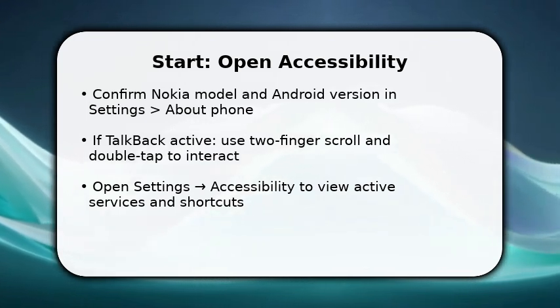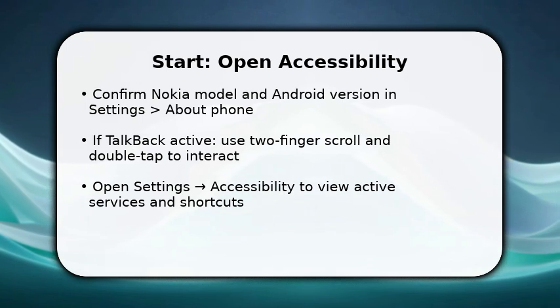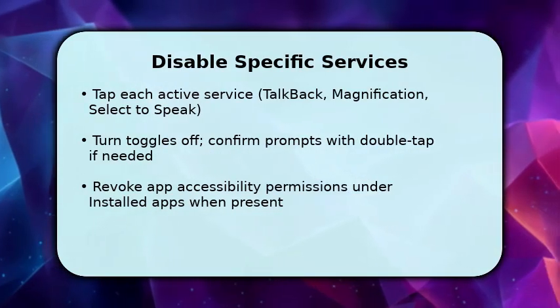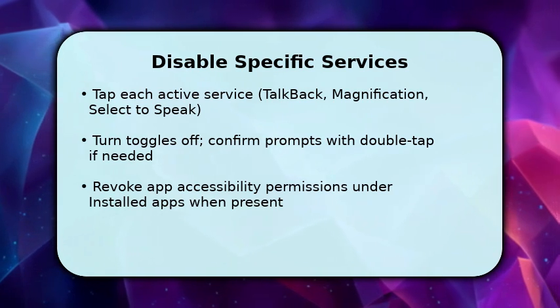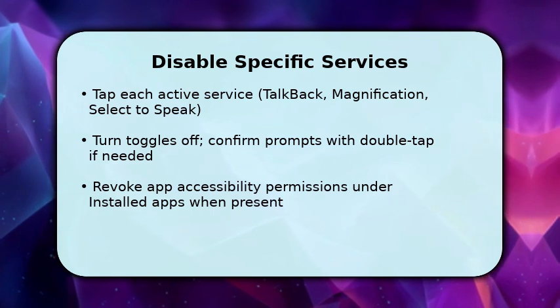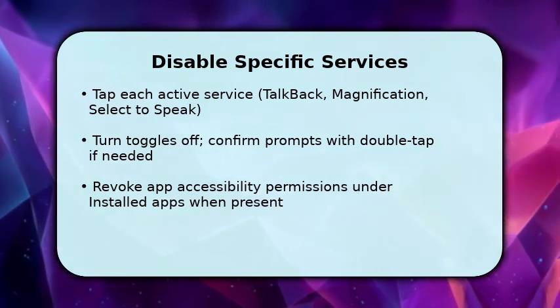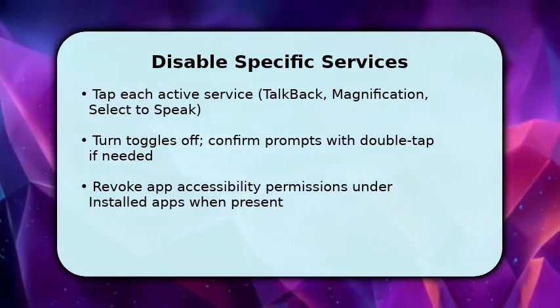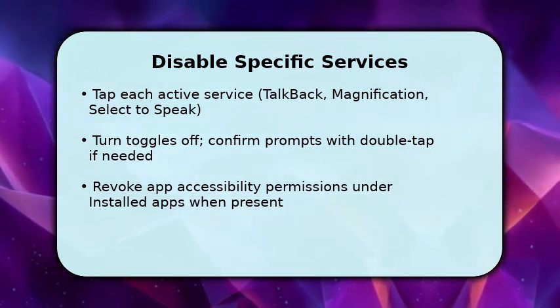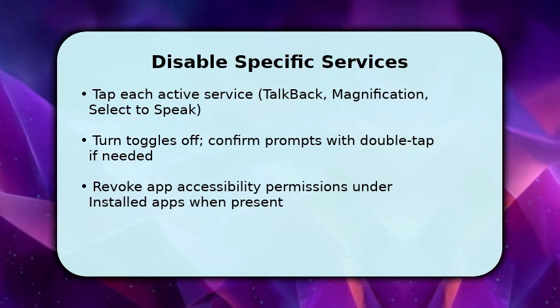Now, disable each service one by one so you can control behavior and avoid accidental re-enabling. Tap a service like TalkBack, then switch its toggle off and confirm. If TalkBack is enabled, you must double tap to confirm. Next, disable magnification and select to speak, and check for third-party apps listed with accessibility permission. Open their details and revoke permission.